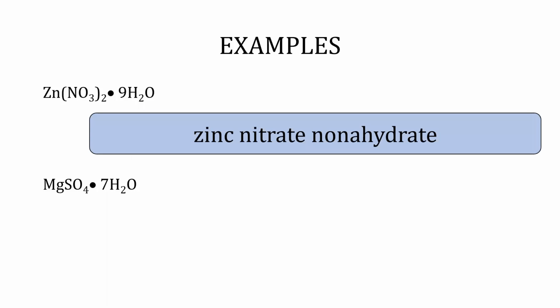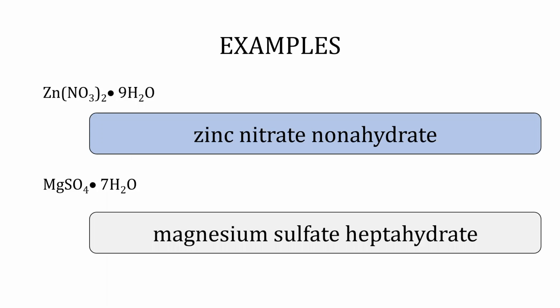Here are a couple examples. Zn(NO3)2·9H2O is named zinc nitrate nonahydrate. MgSO4·7H2O is named magnesium sulfate heptahydrate.